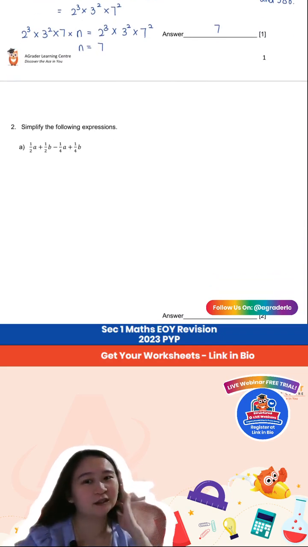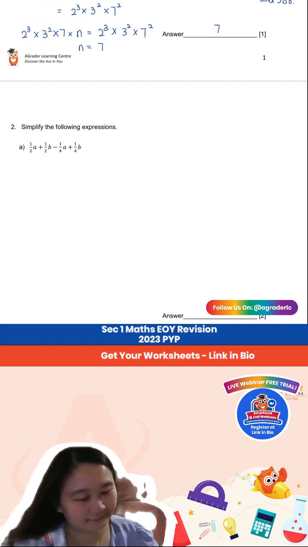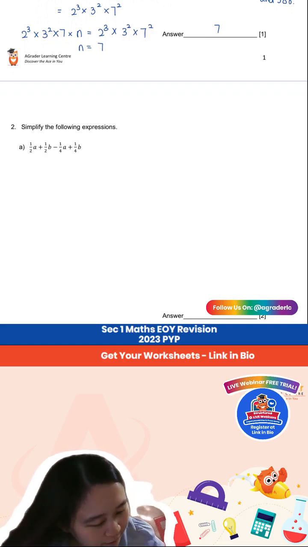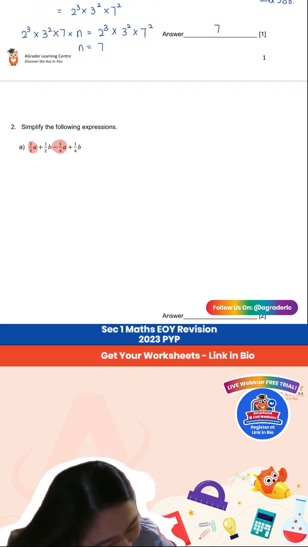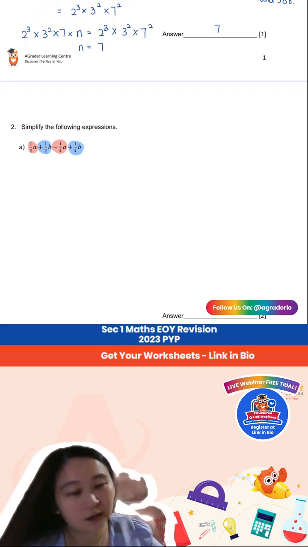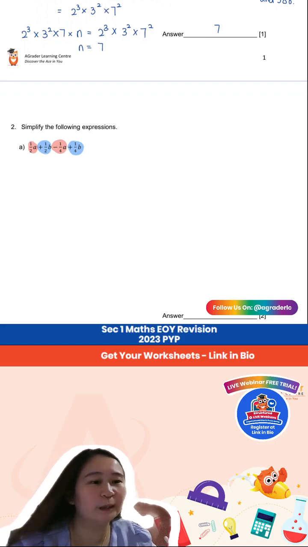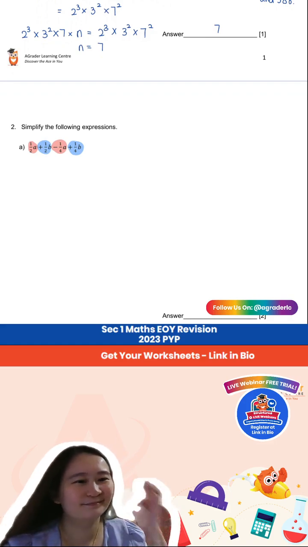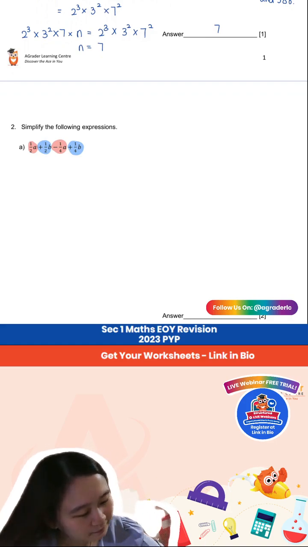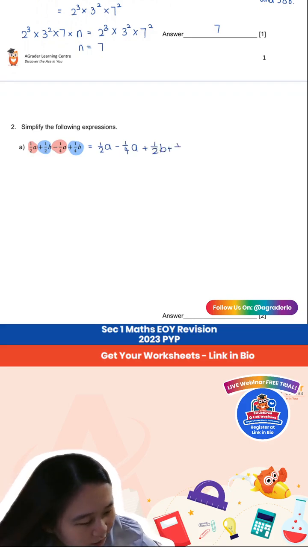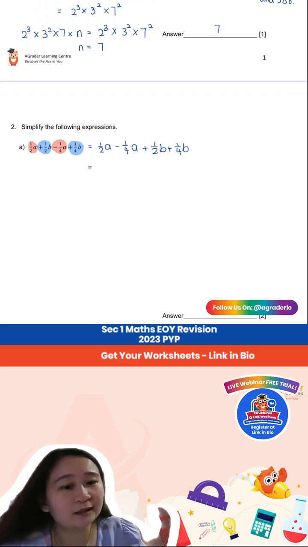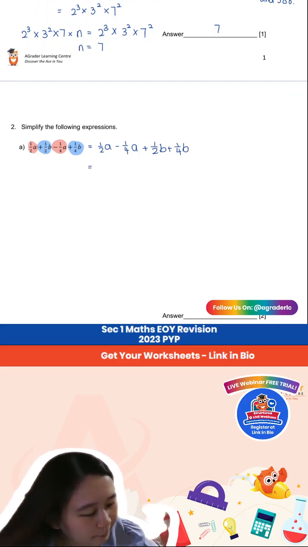Simplify the following expressions. So firstly, we will arrange them to put the like terms together. Remember that the sign in front will follow the term itself. So there's two terms here, one in terms of A and one in terms of B. Okay, so when I rearrange, I will get half A minus a quarter A plus half B plus a quarter B.